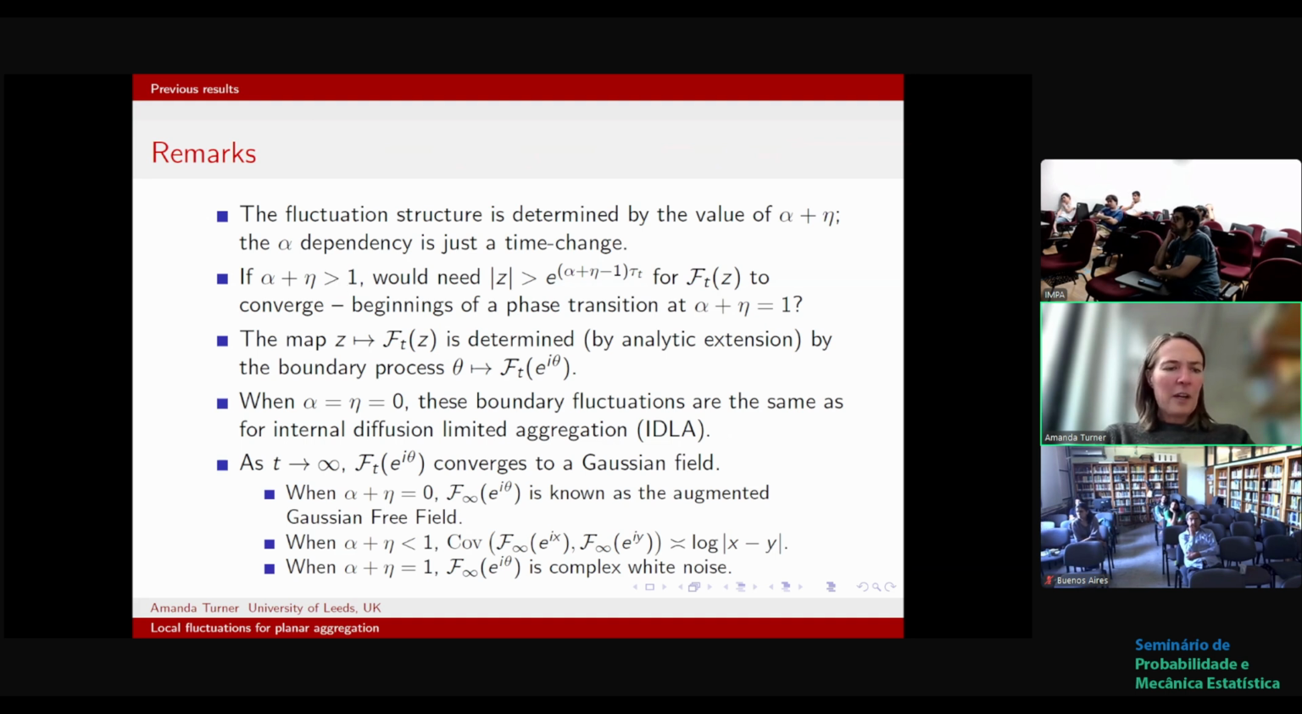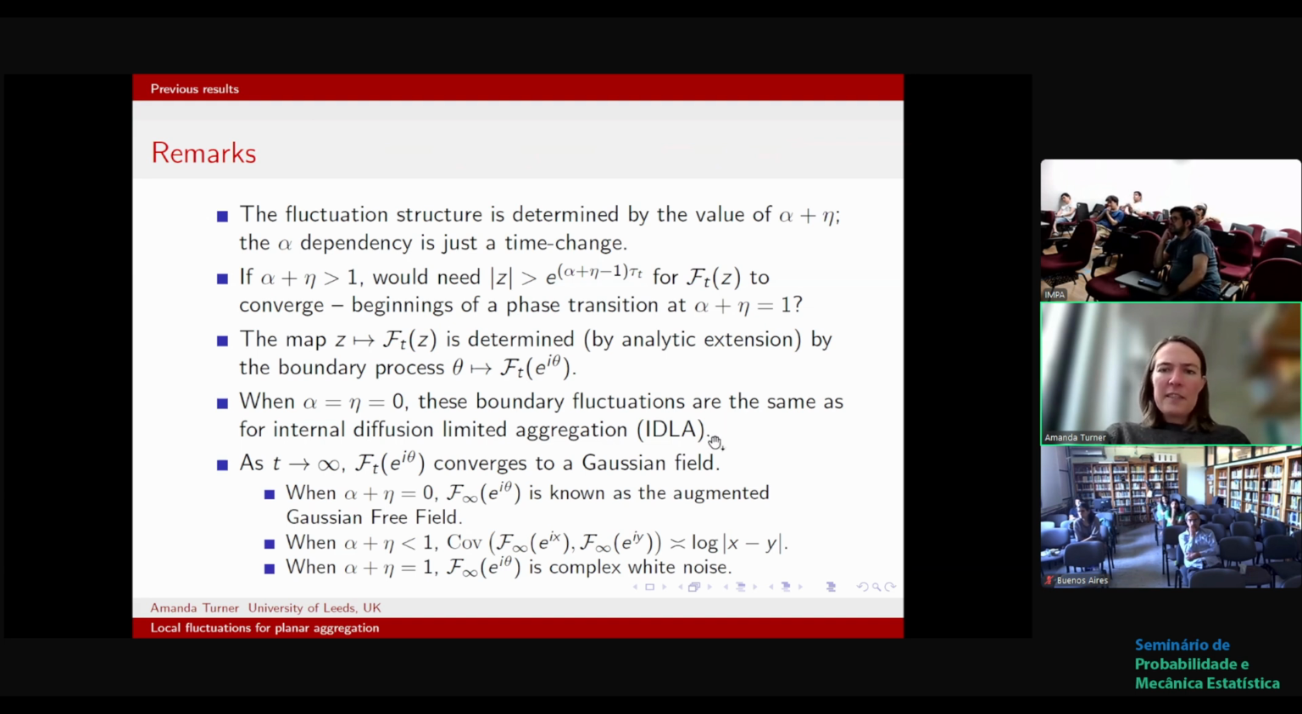A couple of other observations. The one is that this mapping is determined just by its Laurent coefficients. That means that on the cluster boundary, it's a Fourier series, and so it determines Fourier coefficients that give you a boundary process. In fact, if we know the boundary process, we know the Fourier coefficients, and we can reconstruct the Laurent process. So our mapping really is just determined by a boundary process, and you can ask about the properties of this boundary process. There are a few interesting results. The first is that in the HL0 case, when alpha and eta are 0, these boundary fluctuations are exactly the same as internal diffusion-limited aggregation.